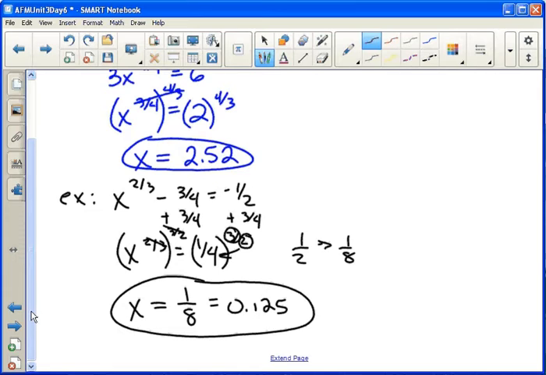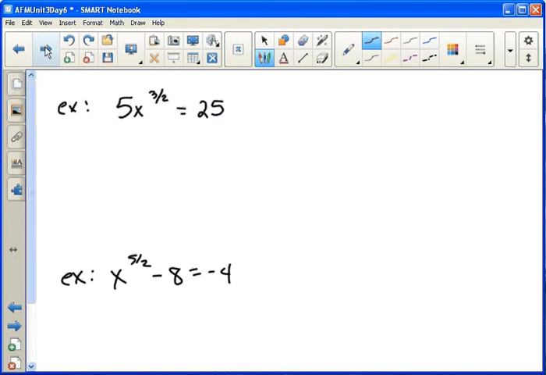Okay, next example, 5x to the 3/2 equals 25. I simply divide both sides by 5 to get the x to the 3/2 by itself. And to undo the 3/2, I have to raise both sides to the 2/3. So 3/2 and 2/3 cancel out, and I can just do 5 to the 2/3 in my calculator.